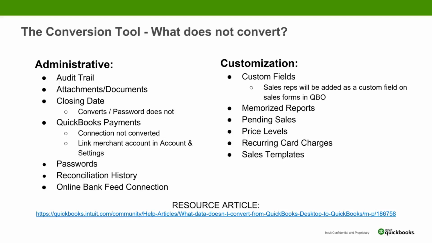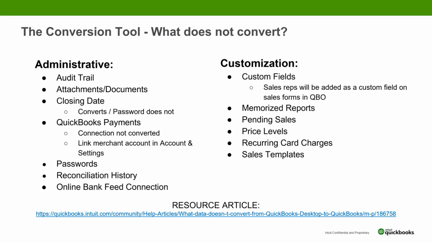Okay, so what does not convert? We're moving on to the next topic. So that was what does with some limitations. Now we're moving on to what does not. So the existing audit trail in Desktop stays in Desktop. A new one will start at the moment you start using QBO. So you might want to keep that data file as an archive, and if you need to go back and look at historical audit logs, you've got it in Desktop. And then the new one starts in Online as soon as you start working in it.